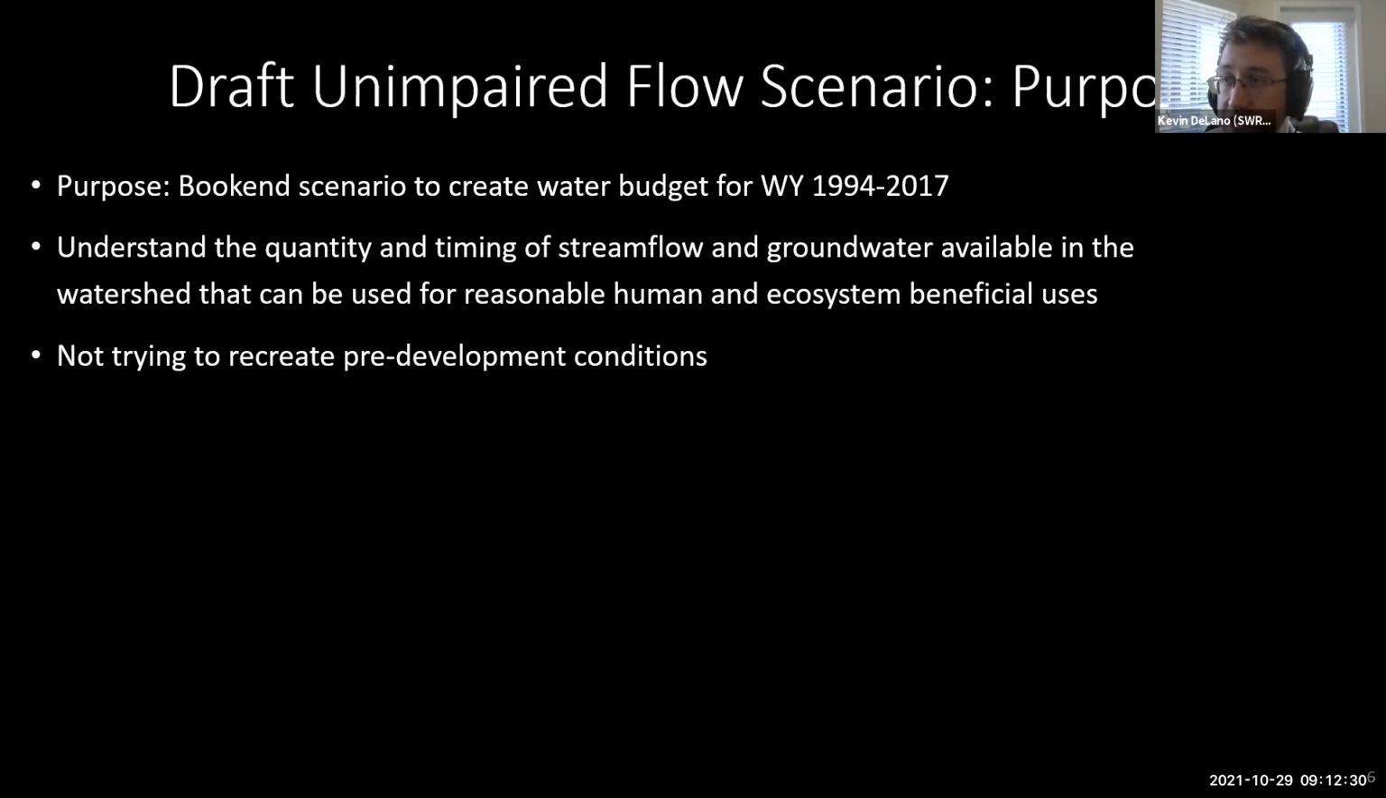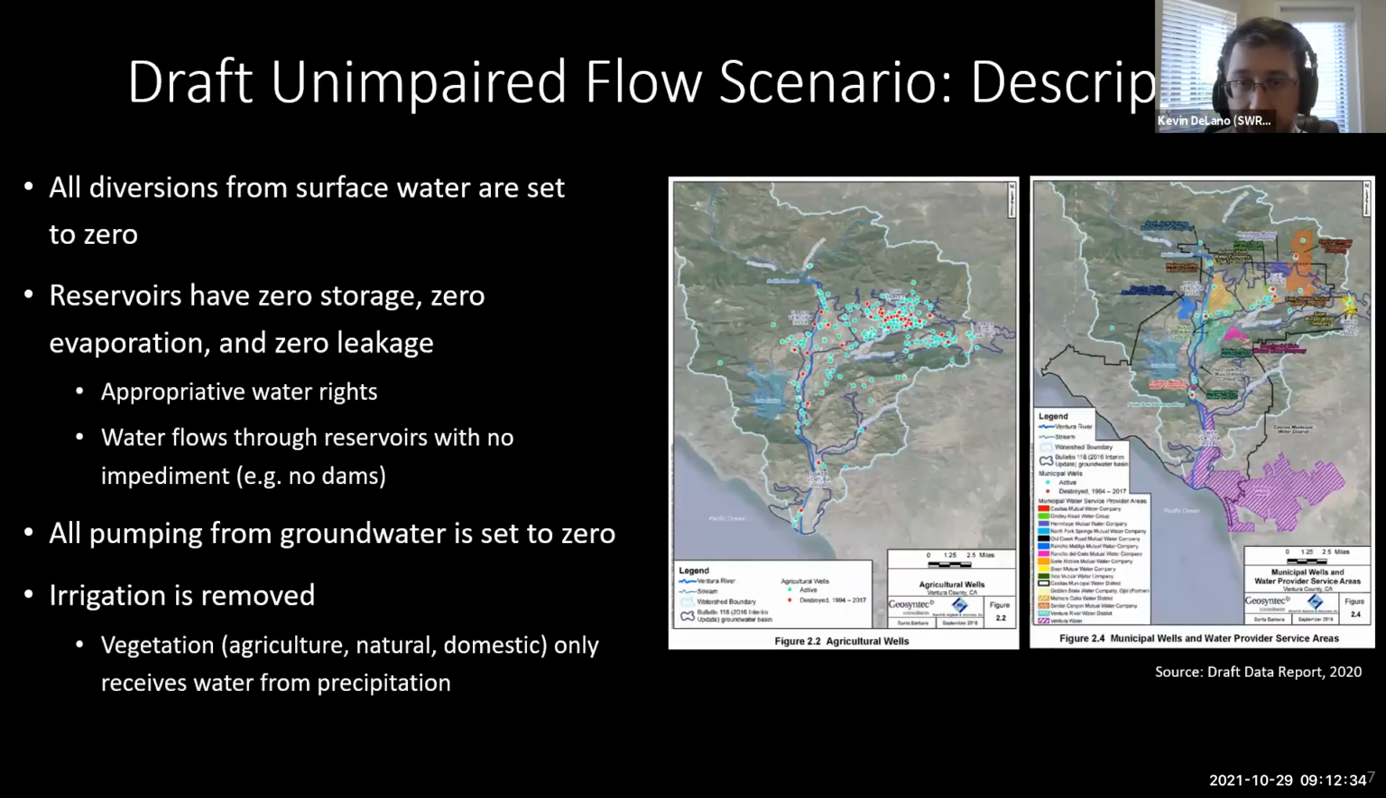So I'll get into how the unimpaired flow scenario works. With all these scenarios, first I'll tell you what the purpose of it is, and then I'll describe how the scenario is set up in the model. And if you want a deeper technical dive into, let's say, what model packages will be changed, or specifically what parameters will be changed, we can do that here or offline.